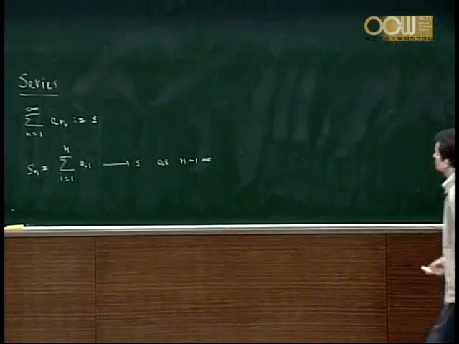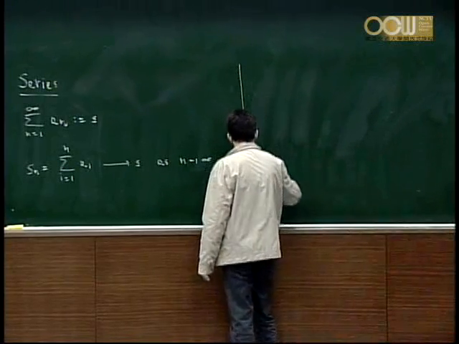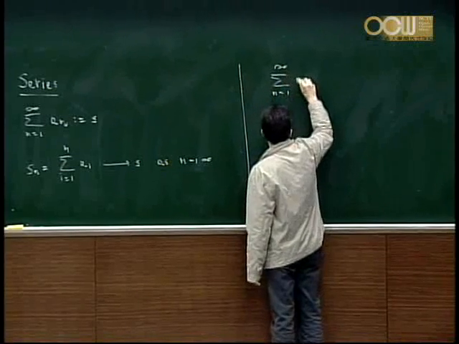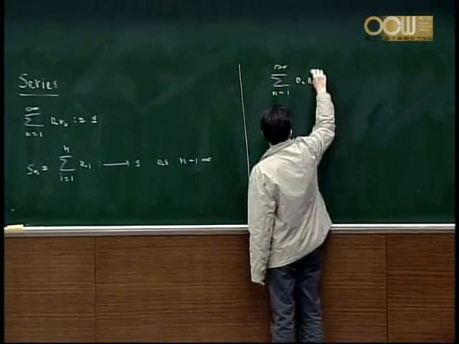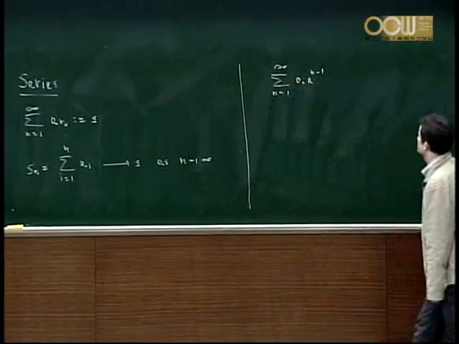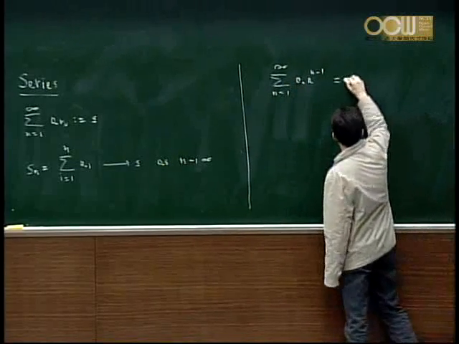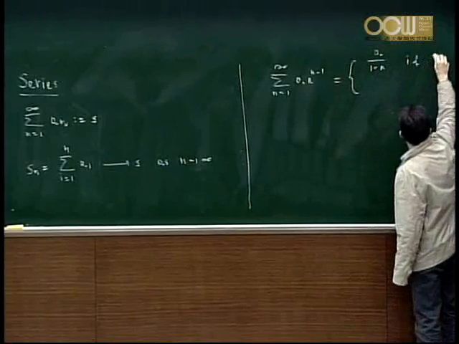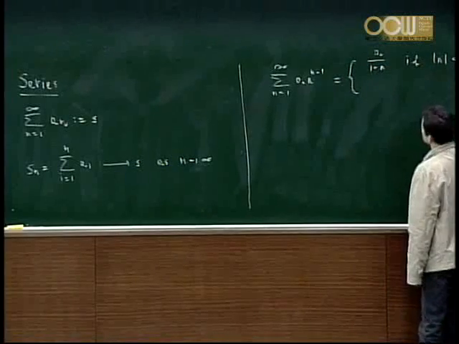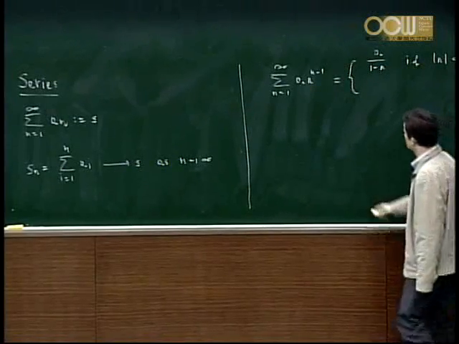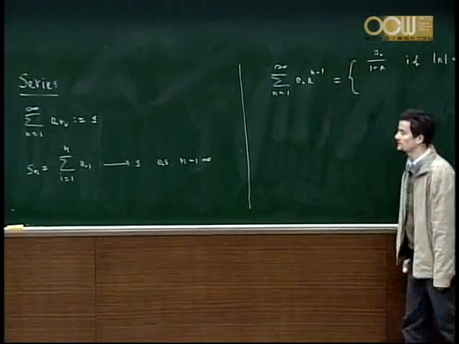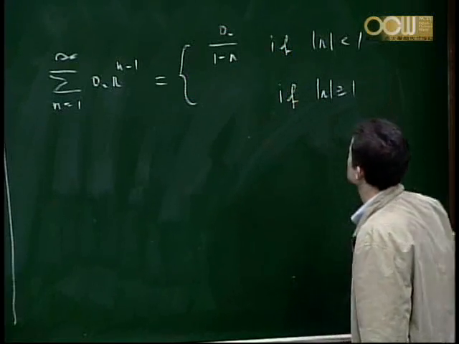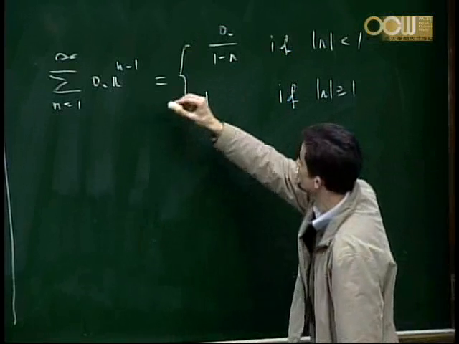Last time we already looked at some very easy examples. The standard example is this one. This is the example you know already from high school. If the absolute value of r is smaller than 1, then this series will be convergent, and this will be the sum. And if the absolute value of r is larger or equal to 1, then this series will be divergent.